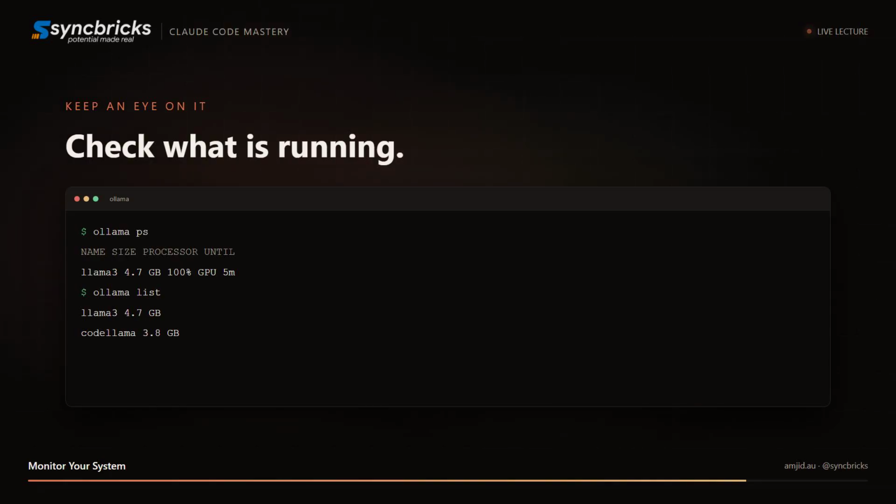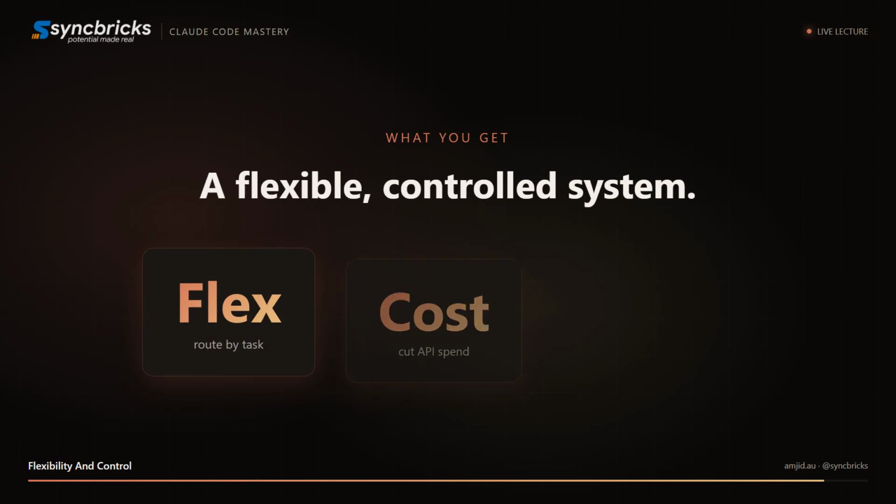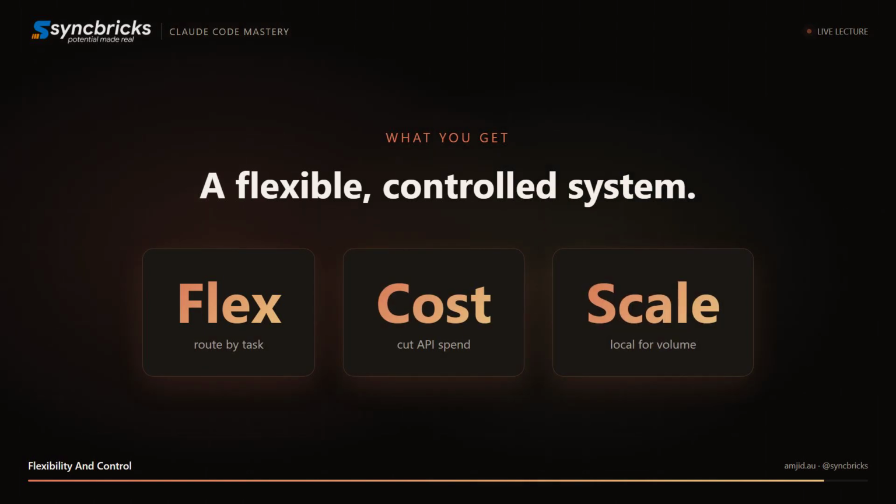The key idea is that Ollama complements Claude Code. Claude provides intelligence and high-quality reasoning. Ollama provides privacy, cost efficiency, and local execution. By combining both, you create a powerful hybrid system that adapts to different types of tasks. This approach gives you flexibility, control, and scalability in your workflows.